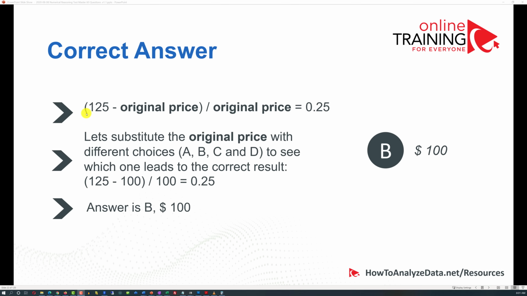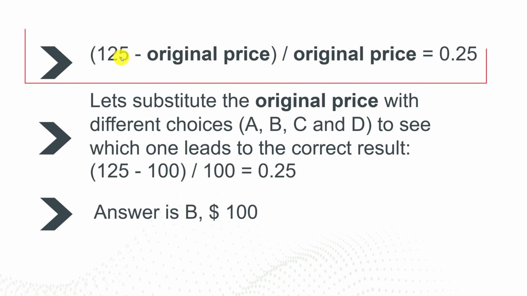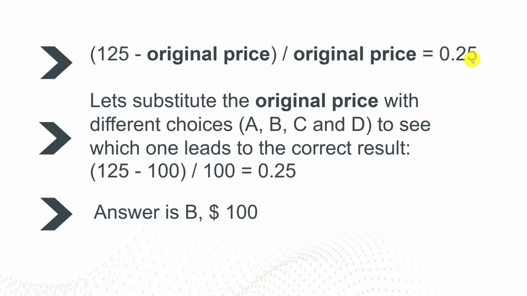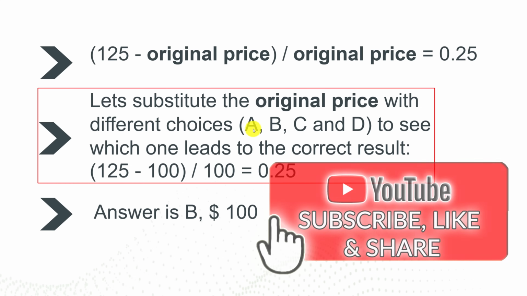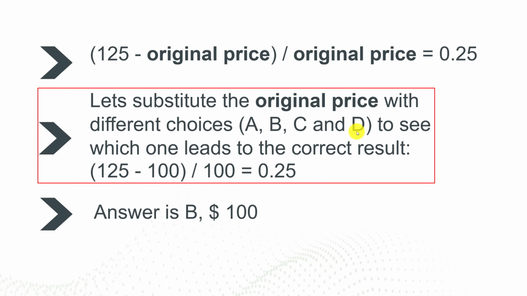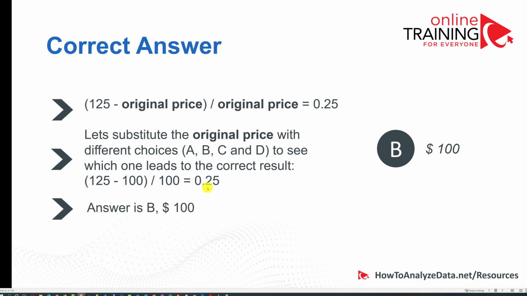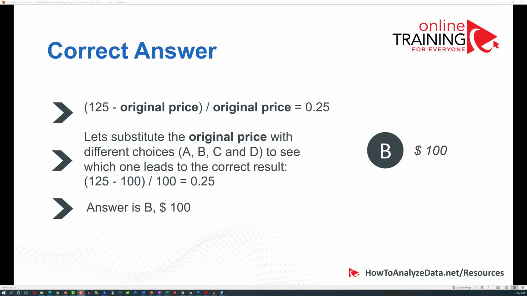Let's look at the formula which calculates the percentage increase. 125 minus original price divided by original price is equivalent to 0.25, which represents a 25% increase. So what you can do, and this is one of the tricks to answer these types of questions, if you don't want to get into calculating through the formulas, you can just substitute the original price with different choices A, B, C, and D to see which one leads to the correct results. And once you do that, you'll find out that 100 is the correct choice here, because 125 minus 100 divided by 100 would be an equivalent of 0.25. So the correct choice is B, which is $100. I hope you nailed this question.